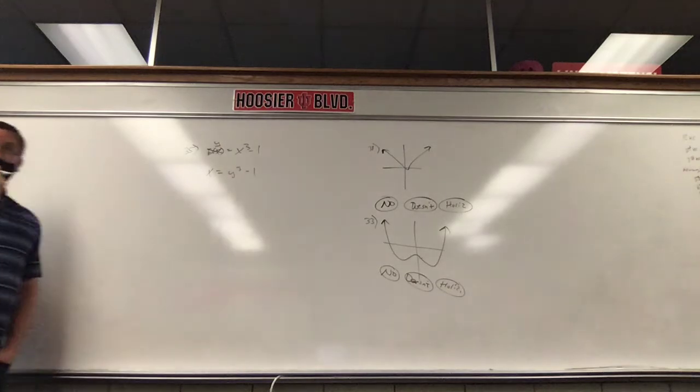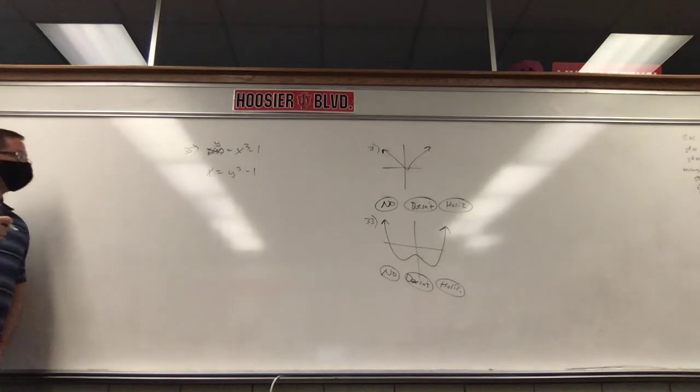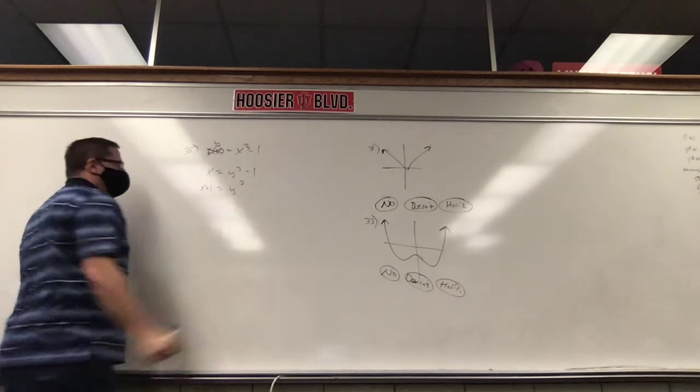Now you're not done. We did this Tuesday. Do we solve for x or do we solve for y? How come we don't solve for x? Because it's already there. You'd be done, and we're not done. So solve for y. So what do we do first? Plus 1. So x plus 1 equals y to the third.